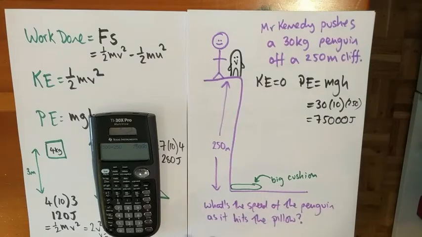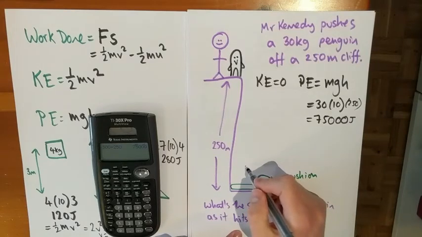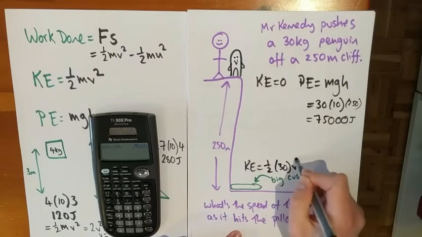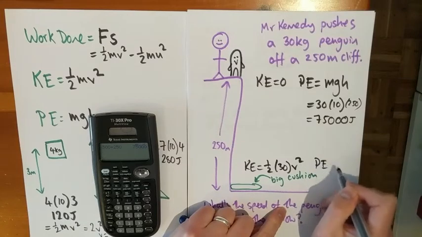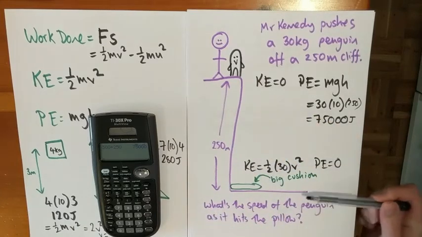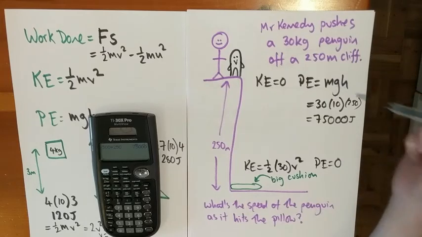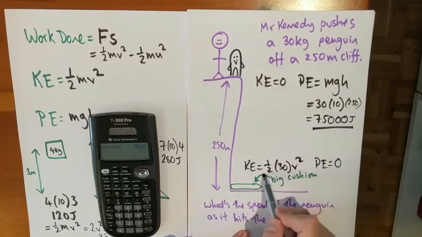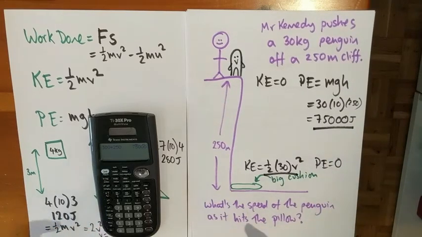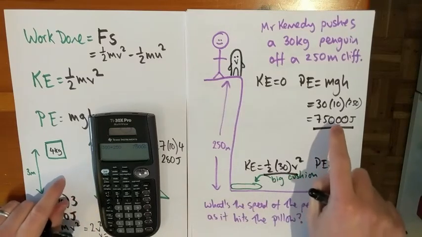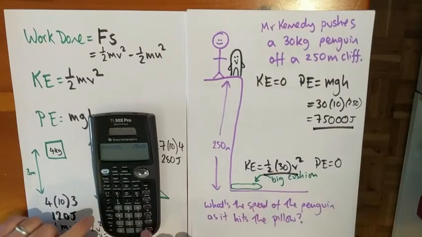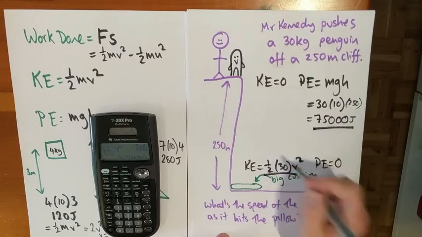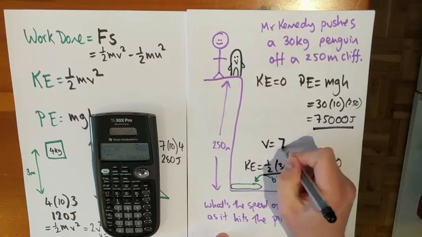At the end of the journey, there'll be no potential, but there will be kinetic. So the kinetic energy will be half times m, which is 30, times v squared, and the potential is nothing, because it's fallen all the way down, the height is 0, so it's m times g times 0. But we know that energy is conserved overall, so this has to equal this. So that means that v squared can be calculated. We can just divide this number by 15 and then square root it. So that means the velocity of the penguin as it hits the ground is 70.7.